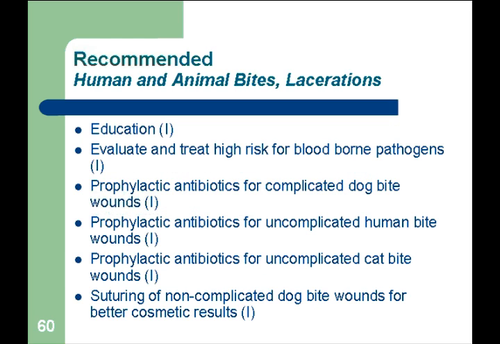Human bites: education is key. Evaluate for blood-borne pathogen risk. Antibiotics are certainly appropriate for dog bites. Human bites are actually probably the worst, particularly at the MCP joint, and so you need to get them on an antibiotic and wash and irrigate the area. And these are all, again, recommended by consensus, not by the actual literature, if you look at the process.